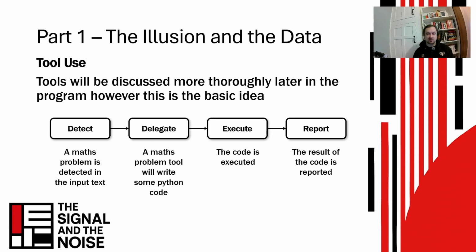So a quick note on tools. We will discuss them thoroughly later in the program. However, the basic idea is that a maths problem is detected. A maths problem tool is delegated. It will write maybe some Python code that will then be executed, and then the result of the code will be reported. And this will be included within the output of the large language model, rather than solving it on a next token prediction basis like it would do for words.